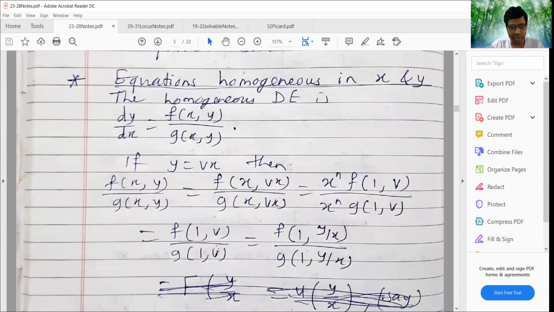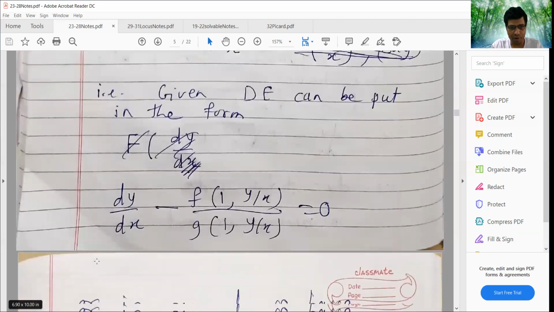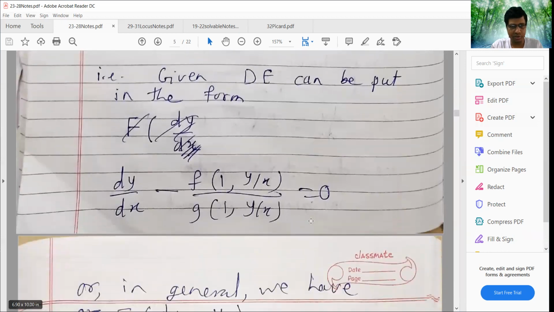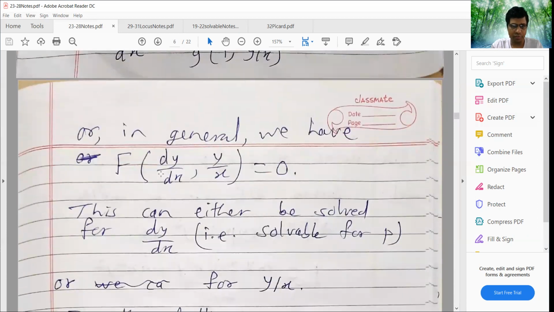Equations homogeneous in x and y. Here, note that if the function is homogeneous in x and y, then the right hand side can be written as a function of y upon x. So it takes this form: f of dy by dx comma y upon x equal to 0.